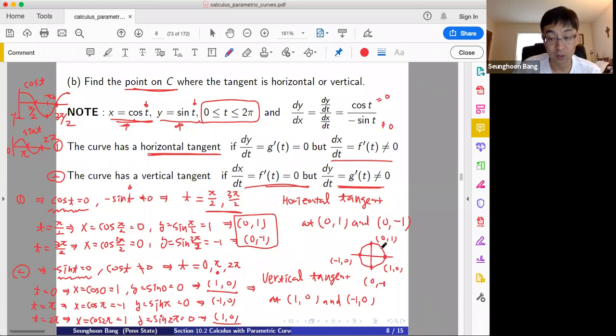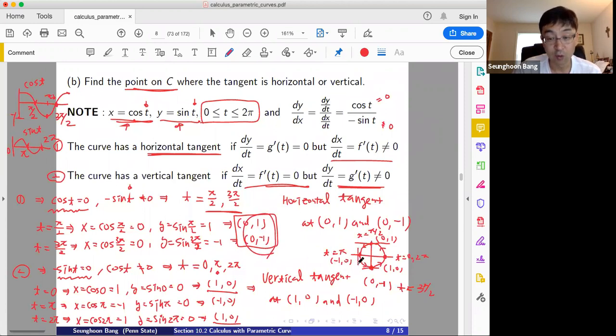What happened at this point? This point moves along the unit circle in the counterclockwise direction. This value is t equals 0 and 2 pi. Here, the top one is t equals pi over 2. This point is t equals pi. This point, 0 and negative 1, is t equals 3 pi over 2. So what happens? We have two horizontal tangent lines at 0, 1 and 0, negative 1.